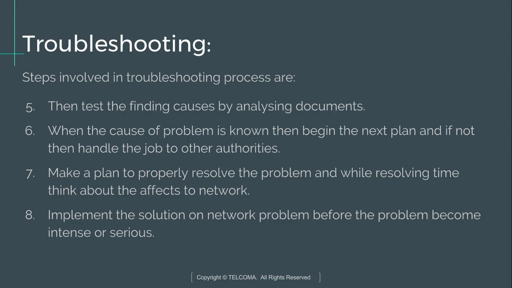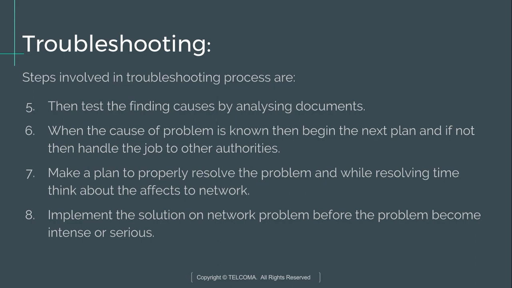And when we find the cause of the problem, then we begin the next step, that is, to make the plan to tackle this problem. If this problem is not handled by us, then the job must be assigned to other authorities. Like if the problem is in a server room and the person doesn't have access to that server room, the job must be assigned to the authority which has access to the servers. Then we have to make a plan to properly resolve the problem, and while resolving it, think about the effect on the network.